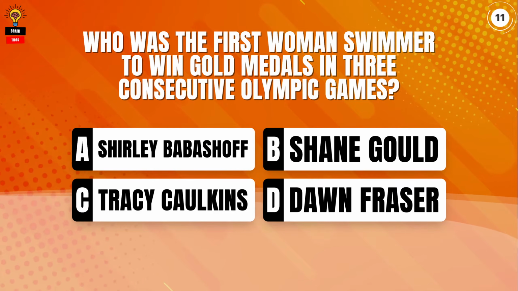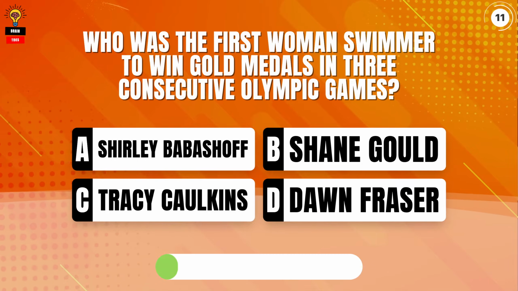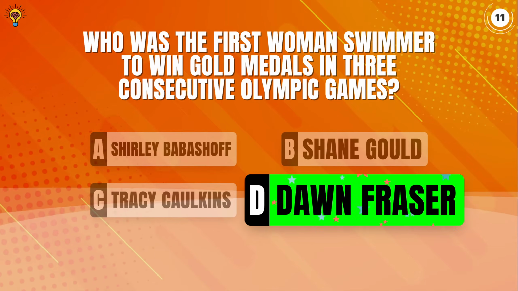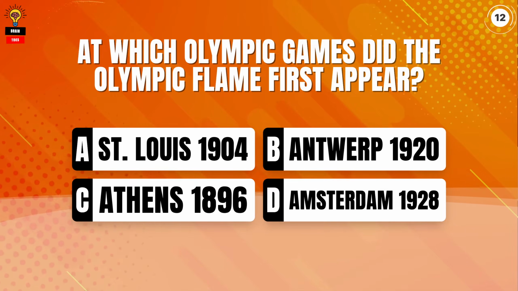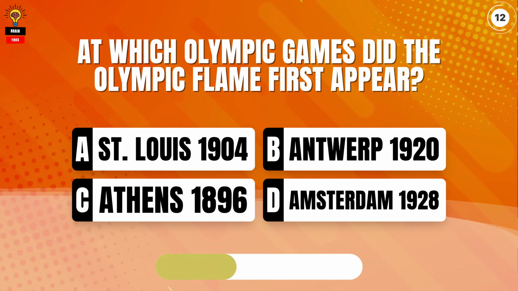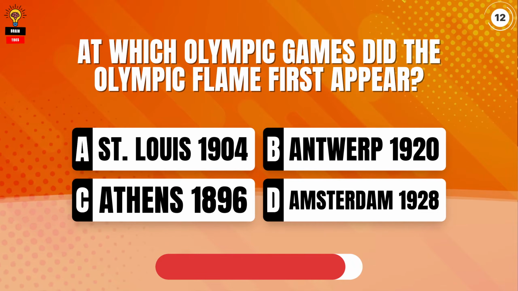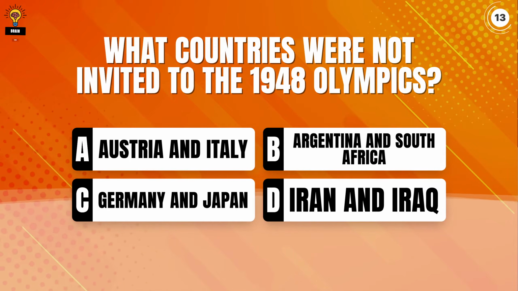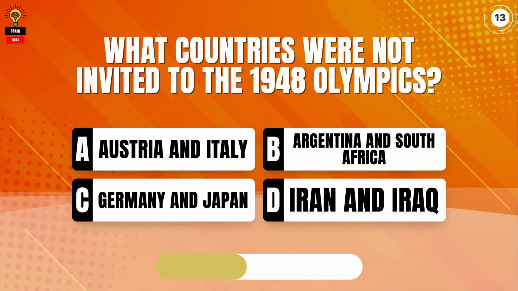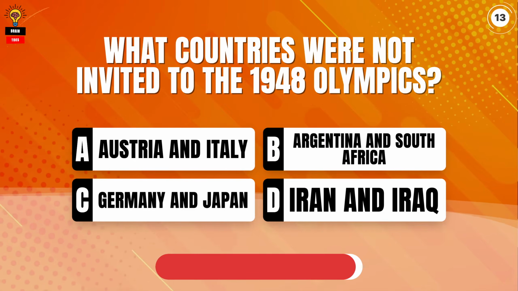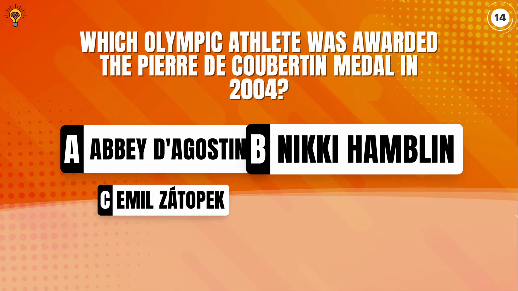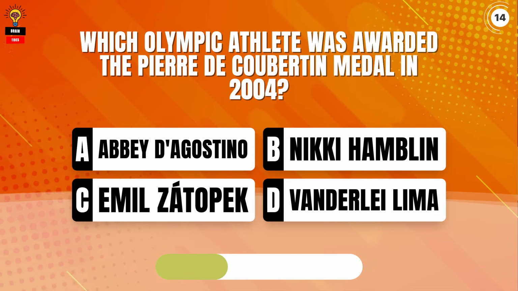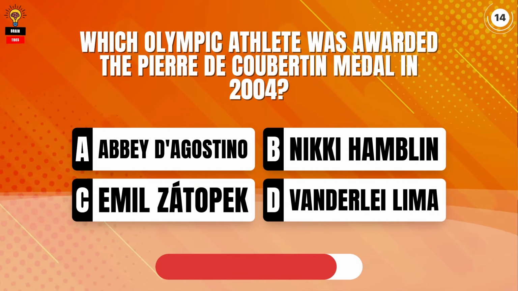Who was the first woman swimmer to win gold medals in 3 consecutive Olympic Games? Dawn Fraser. At which Olympic Games did the Olympic flame first appear? Amsterdam, 1928. What countries were not invited to the 1948 Olympics? Germany and Japan. Which Olympic athlete was awarded the Pierre de Coubertin medal in 2004? Vanderlei Lima.